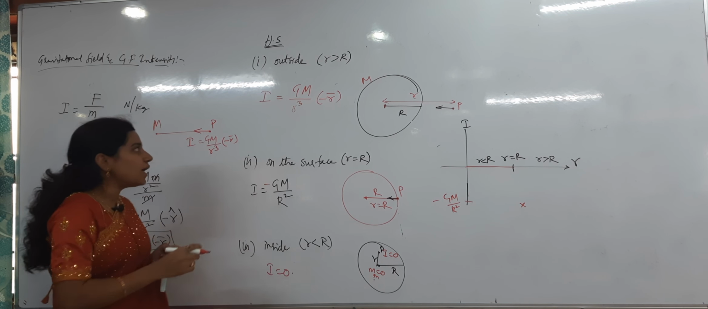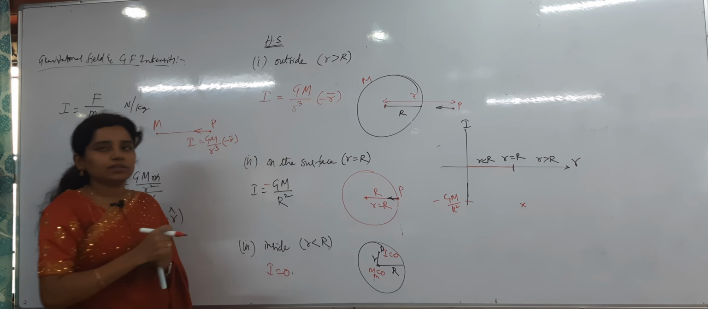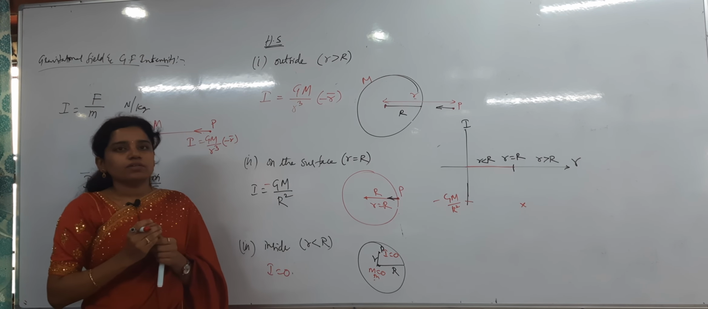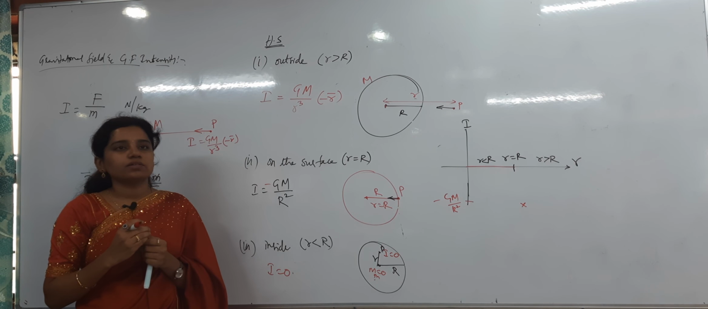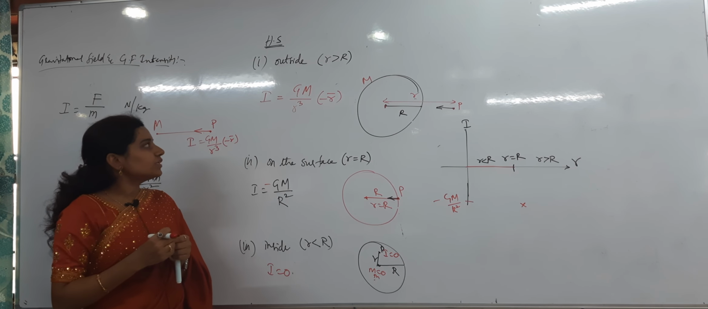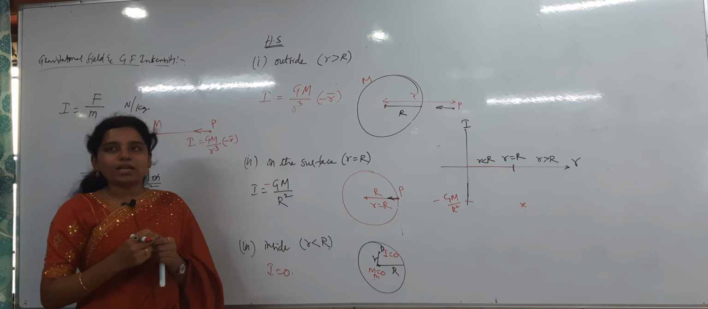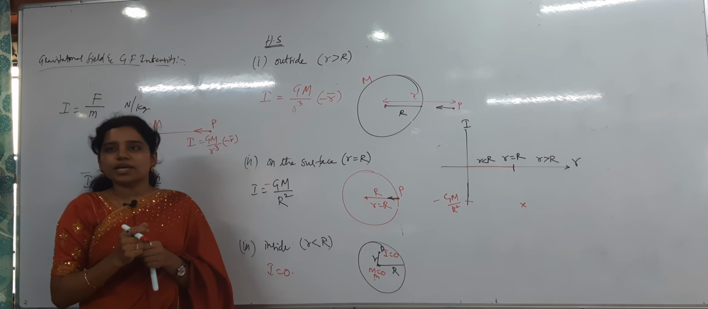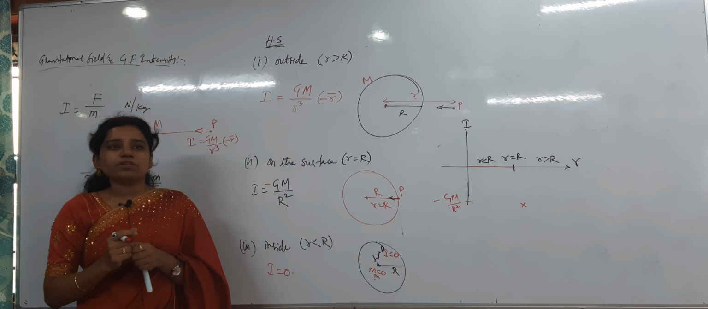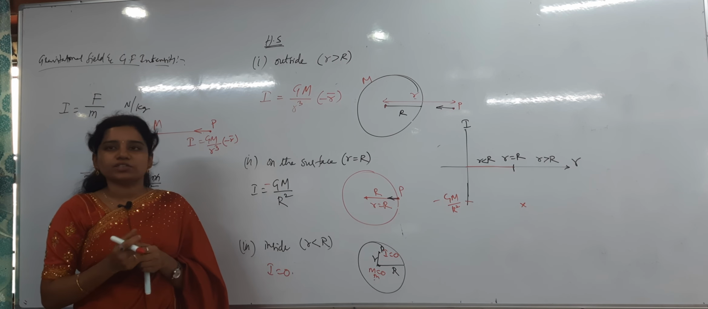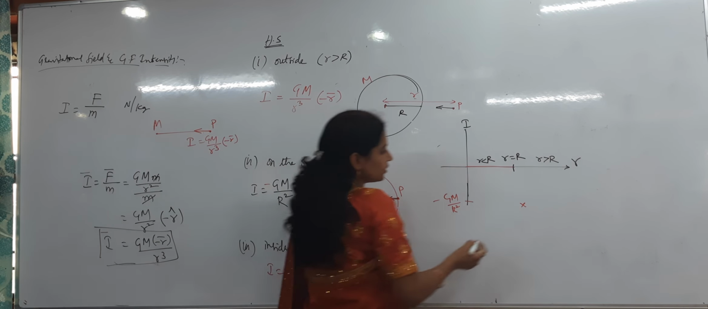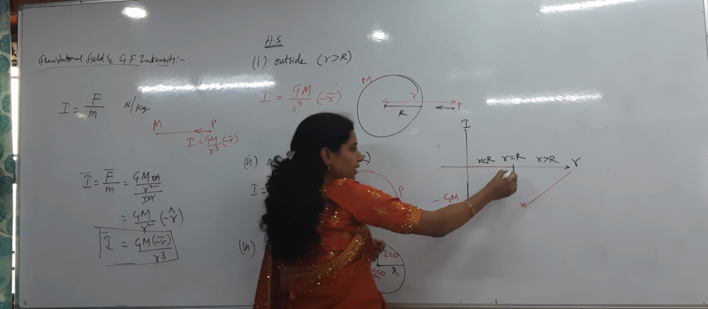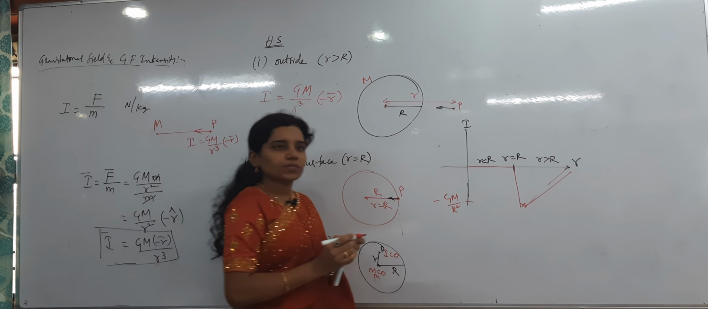Whenever you take r greater than R, at that time, what is the relation between I and r? Inversely proportional to r cube is okay. R bar I am talking about. What is the relation between I and r directly? I is directly proportional to r only, right? Whenever you get I directly proportional to r, what will you get? A straight line. A straight line will come in this way. Correct? So our graph will be like this. Clear, right?